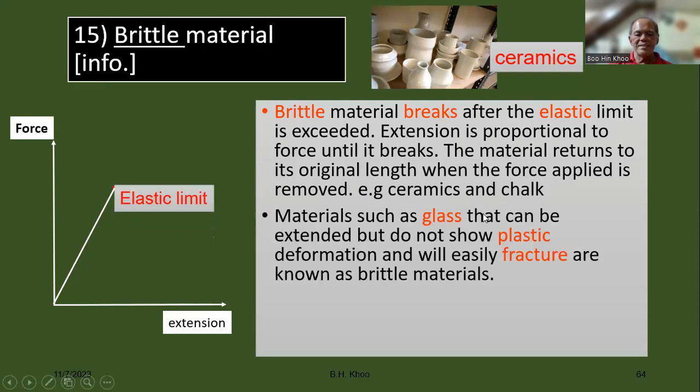Materials such as glass that can be extended but do not show plastic deformation and will easily fracture are known as brittle material. So glass, chalk, ceramic are brittle material. They just break when the elastic limit is exceeded. We don't have this broken line section.